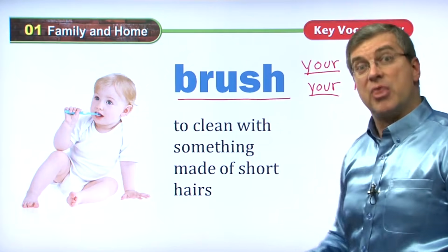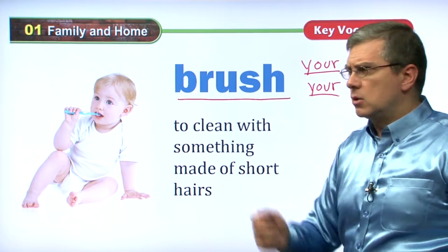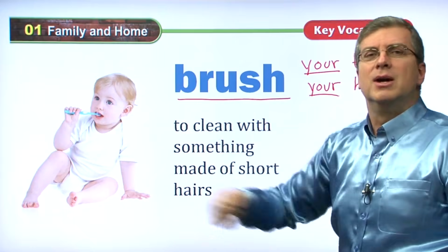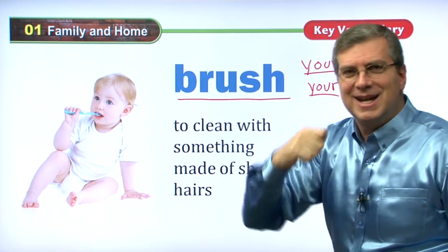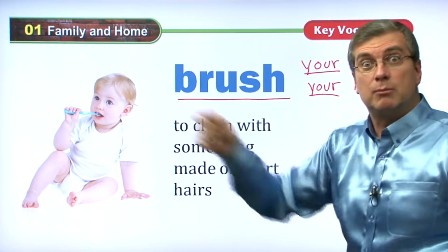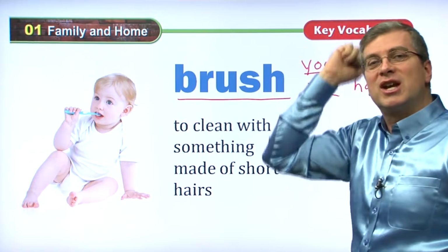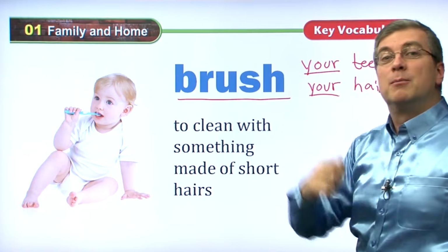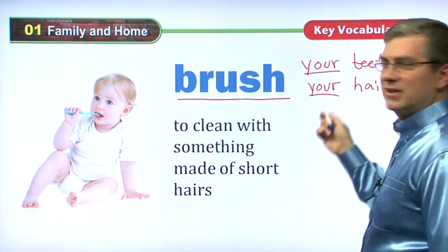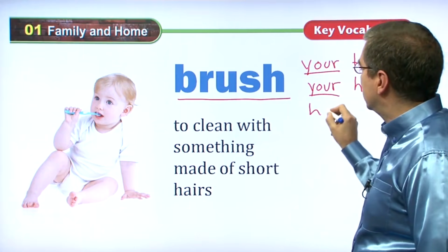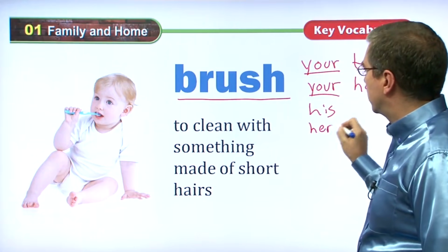Don't say brush the teeth. The teeth? Whose teeth? The teeth over here? No, you brush your teeth, right? He's brushing his teeth. He's not brushing the teeth. He's brushing his teeth. She's brushing her hair, right? Brush your hair. So use possessive pronoun. Your, his, or her with brush.